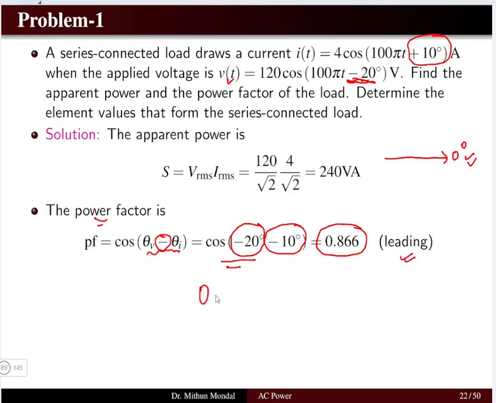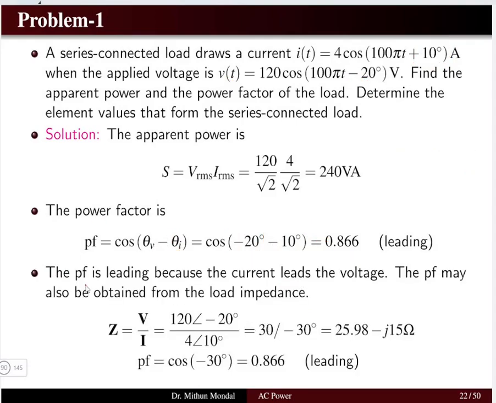You know the power factor will lie between 0 to 1. If the power factor is positive, it means that the power factor is leading. If you have a negative value here, then the power factor will be lagging in nature. So this positive and negative is only to decide whether it is lagging or leading. The values will be between 0 to 1.